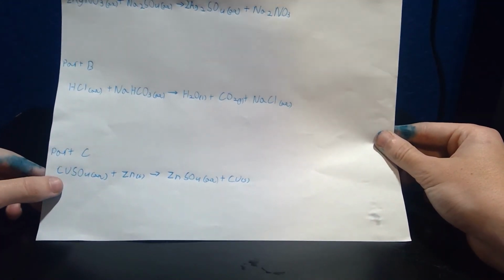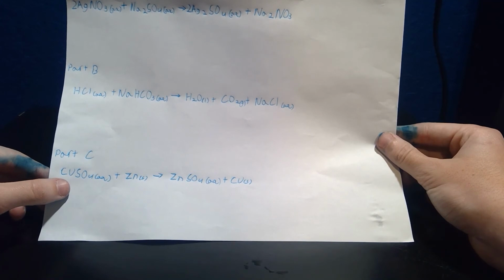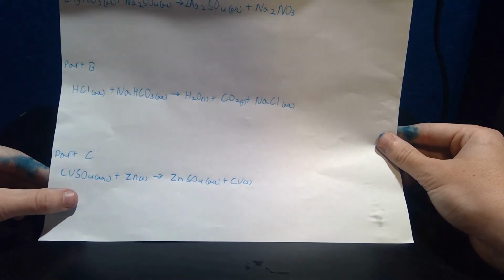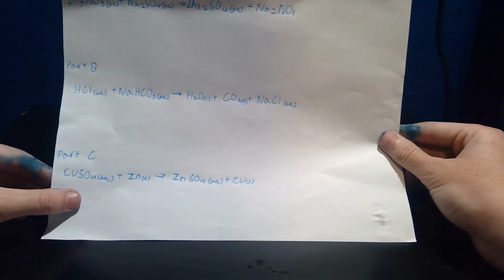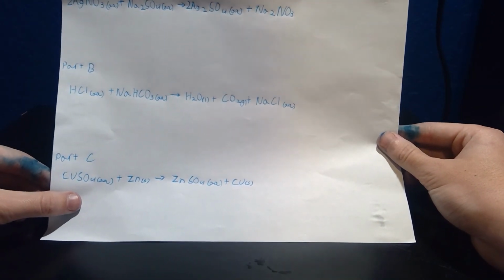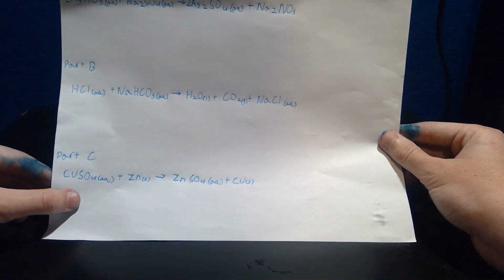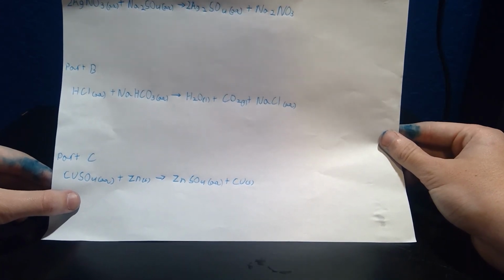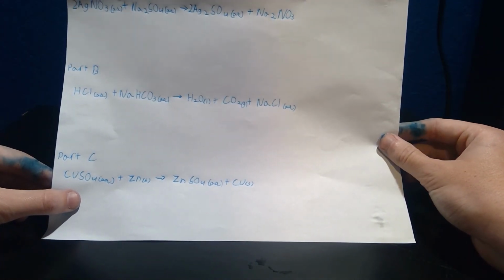For Part C, we had copper sulfate, which was an aqueous solution, and zinc, or mossy zinc, which was a solid. The products from this reaction were zinc sulfate, which was an aqueous solution, plus copper, which is a solid.